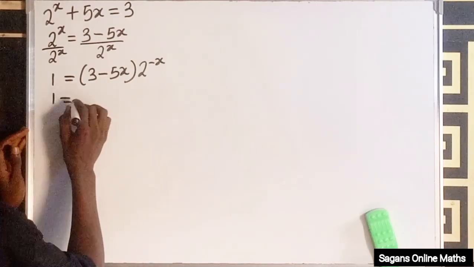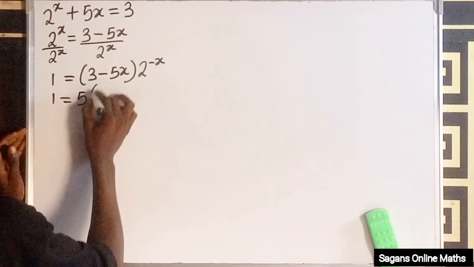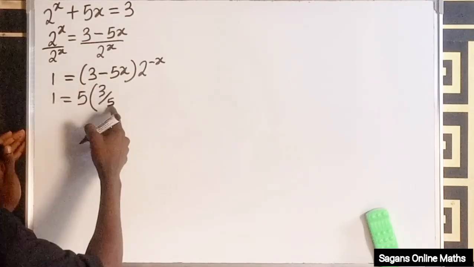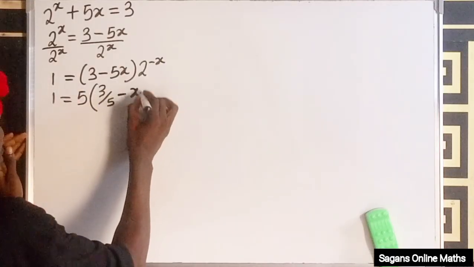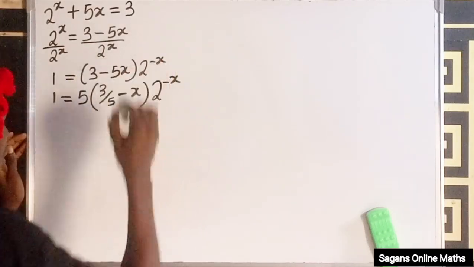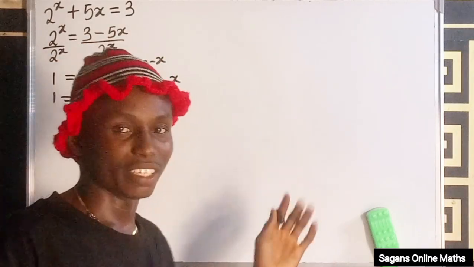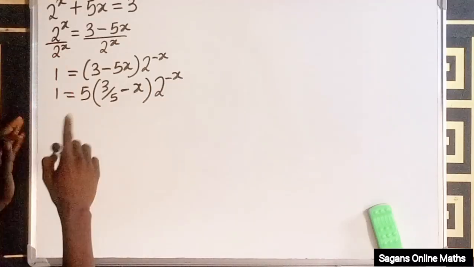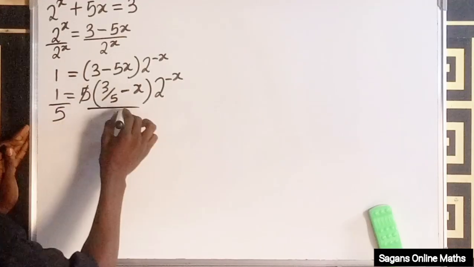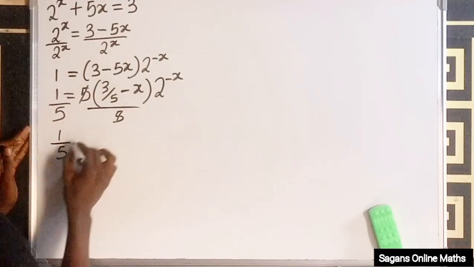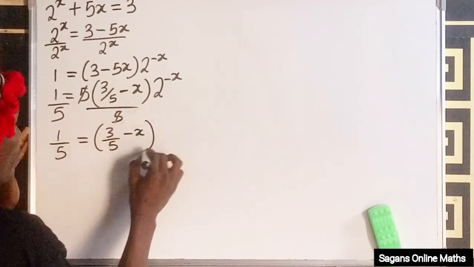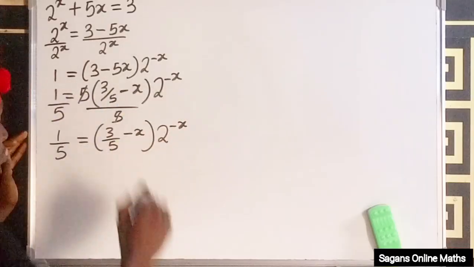That means 1 will be equal to, I can bring out 5 here, so this will become 5 times 3 divided by 5, then minus x, because 5 times x will be the multiplication. Fantastic. Now, what are we going to do? The first step is to divide both sides by 5. So 1 divided by 5 equals 2 to the power of 3 divided by 5, then minus x, then multiply by 2 to the power of x.